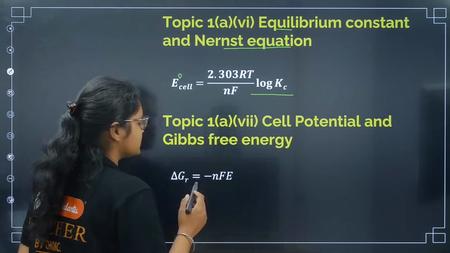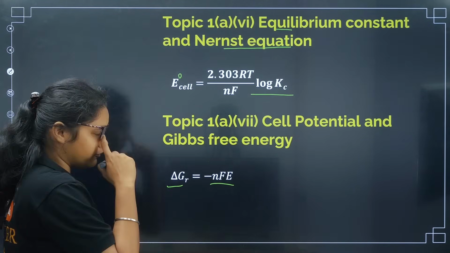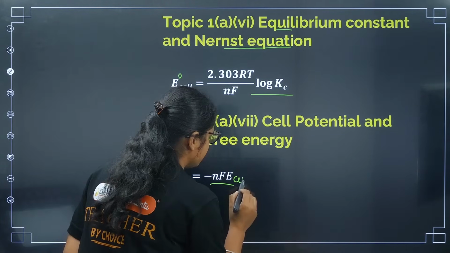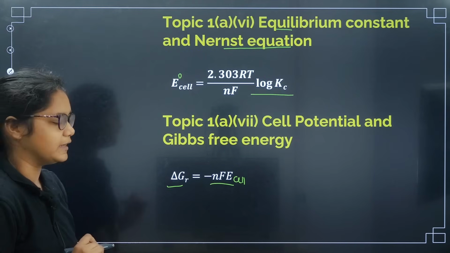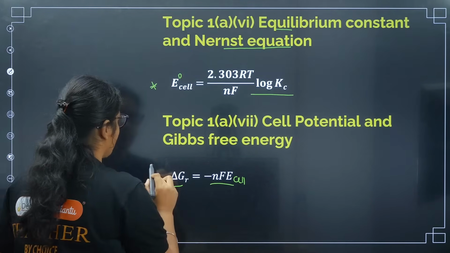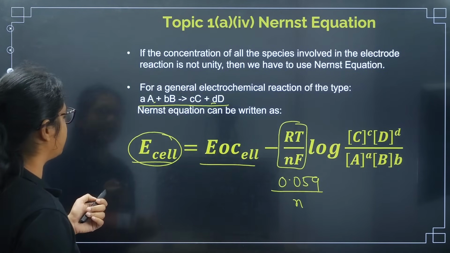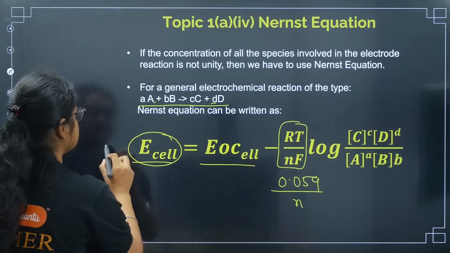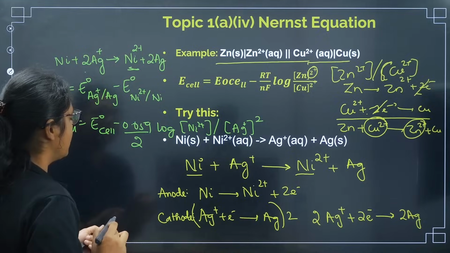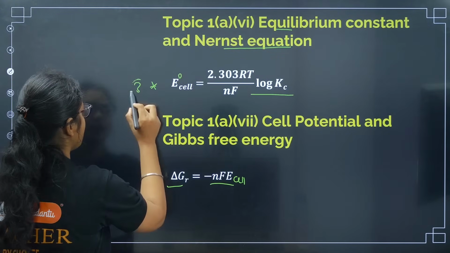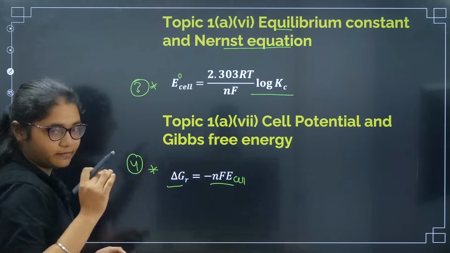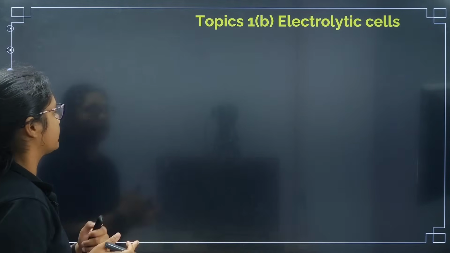Then let's see what is the relation between delta G and E naught of the cell. So delta G is equal to minus nF E naught of the cell. These 2 relations are also important. So I think we have the first formula, the Nernst equation is the second formula, then we have the third formula and fourth formula. Till now we have written four formulas for electrochemistry.